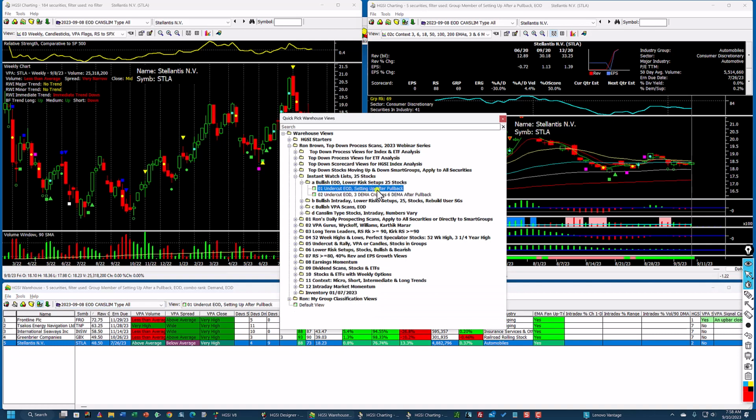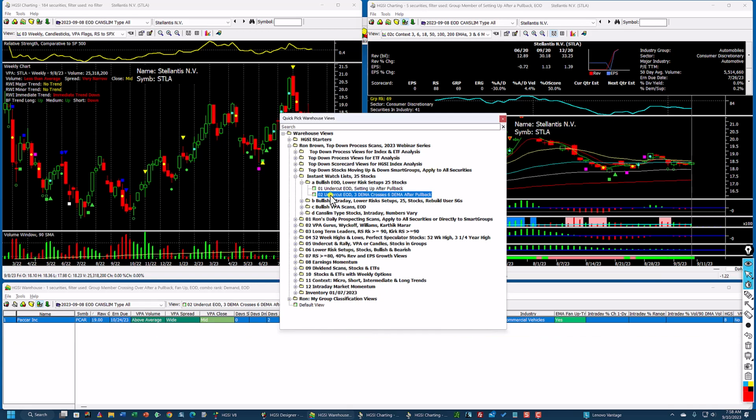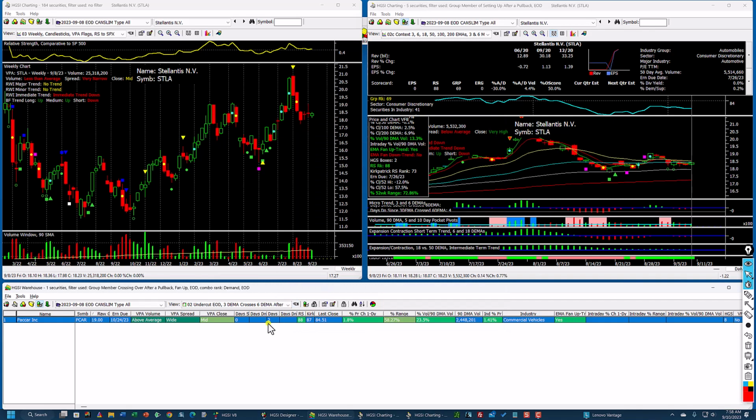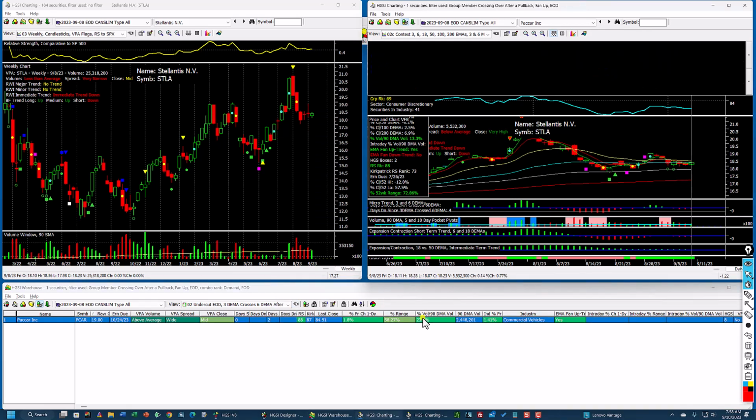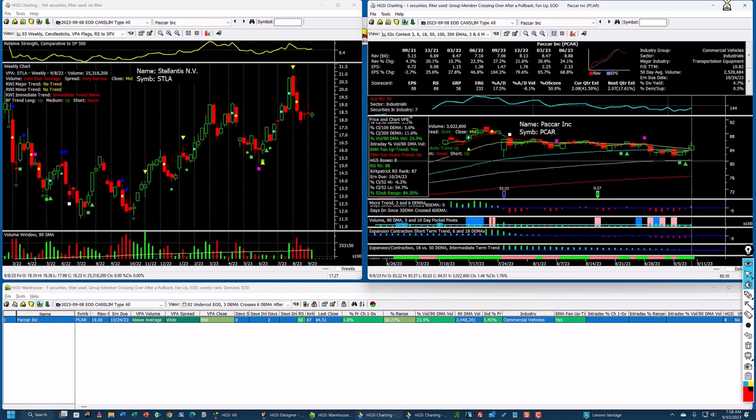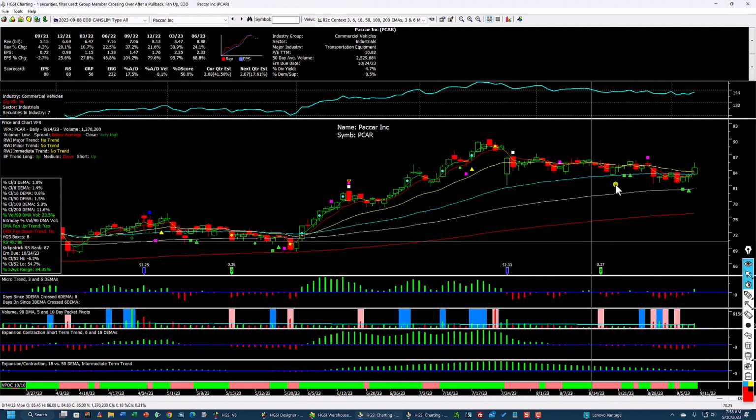up. And these are setting up after a pullback in the top 25. Now I'm going to see if there's any crossovers. So this is undercut 3-day crossing the 6, and there is one stock. So I'll bring it up. Let's make it full screen. You can see it's been under accumulation here for several days. The 3 managed to cross the 6 right here.